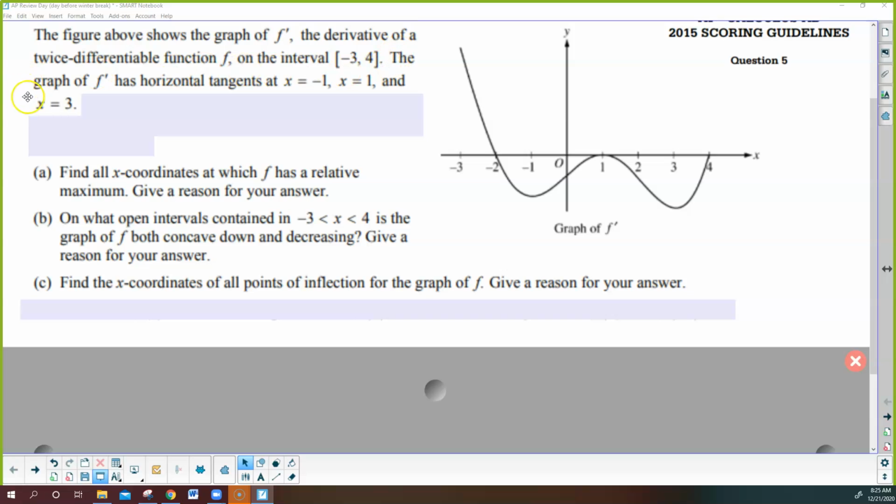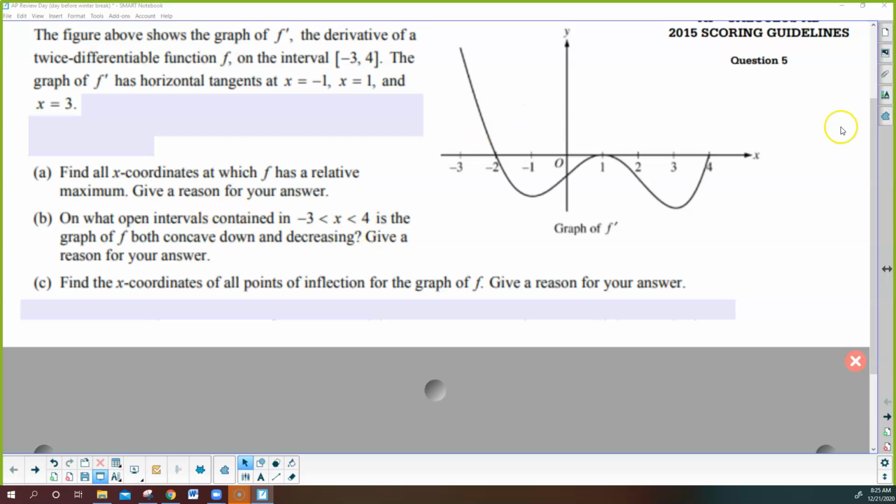Now, that last statement is actually one of the answers to these A, B, or C, which is kind of nice. They give you the answer if you notice what they're telling you about horizontal tangents. So we'll make reference to that. But let's do part A. Find all of the x coordinates at which f has a relative maximum. Give a reason for your answer. So that's really important. You do have to provide a reason, and that reason has to be calculus related.